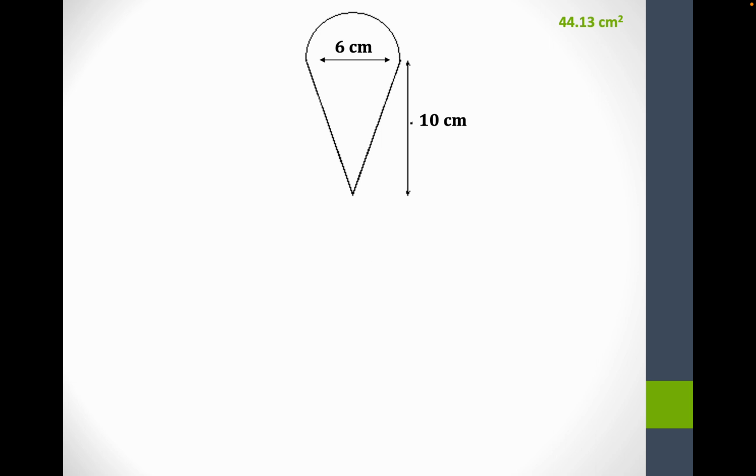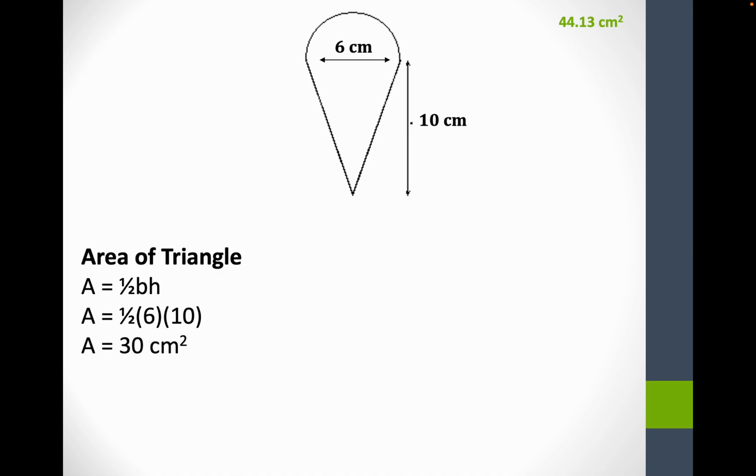This figure is made up of a triangle and a semicircle, which is half of a circle. In order to find the area of the entire figure, we would need to find the area of each part separately and then finally add them together for the total area. The area of the triangle formula is 1/2 base times height. The base of the triangle is 6 and the height is 10. Half of 6 is 3. 3 times 10 is 30 centimeters squared.